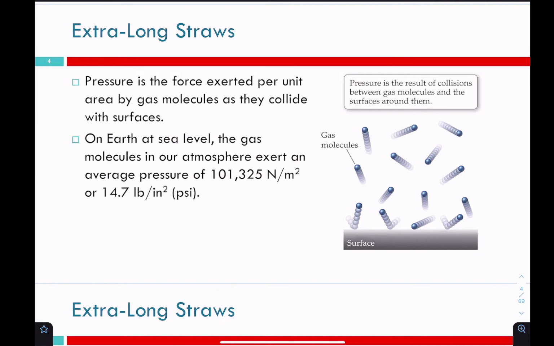So pressure is a force, and it's a force exerted per unit area by gas molecules as they collide with surfaces. So for car tires, we talk about it in pounds per square inch, or PSI. So that's in your car tire, which is usually about 30 PSI. There's 30 pounds of force on every square inch. And atmospheric pressure, so this is the pressure of the air just above us and around us, is 14.7 pounds per square inch.